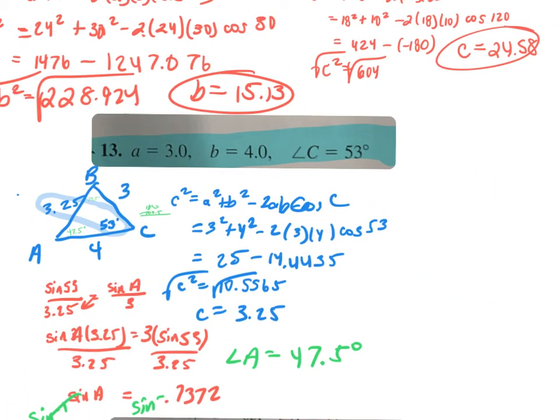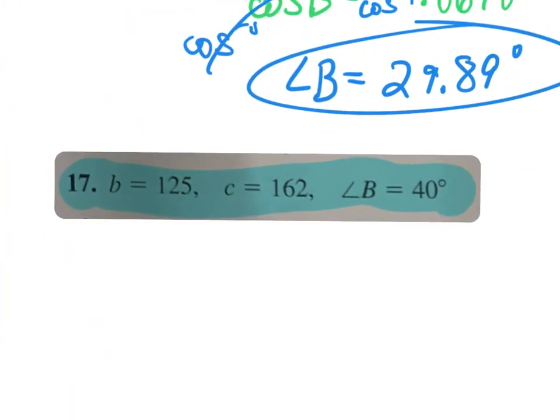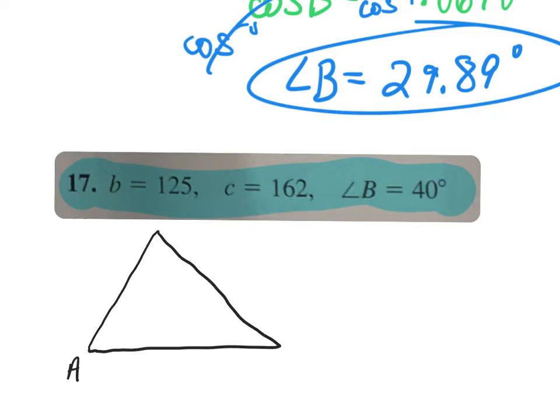So again, same thing goes for 17. So here we go. We don't have a picture, so let's draw one. So first thing I'm going to do is draw a basic triangle. I have A, I have B, and I have C. So they tell me that side B, okay, that's across from angle B, is 125. Side C, that's across from C, is 162. And then they tell me that angle B is 40.